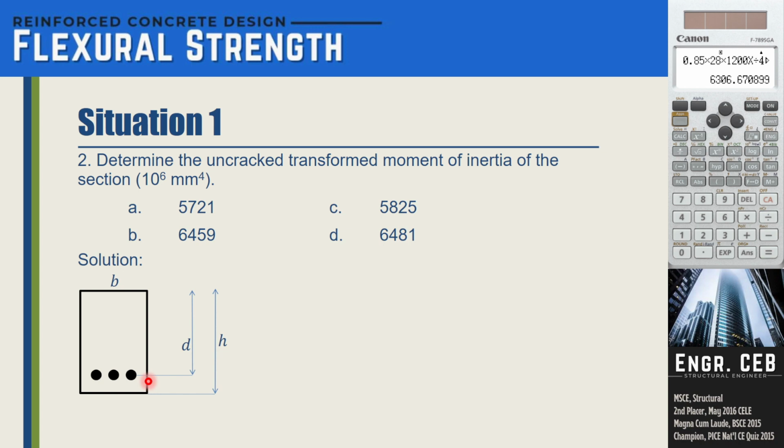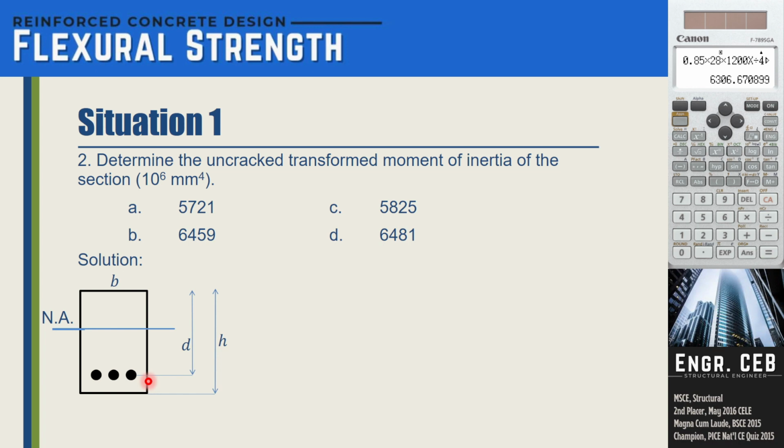So we have to locate first the neutral axis. Previously, we easily located the neutral axis because we only considered the section as a rectangle with complete concrete. So automatically the neutral axis would fall at the center of the rectangle. But this time, since we are already considering the effect of the steel, the neutral axis will not fall at the centroid of the rectangle. So we have to locate first the neutral axis because we already have steel reinforcements.